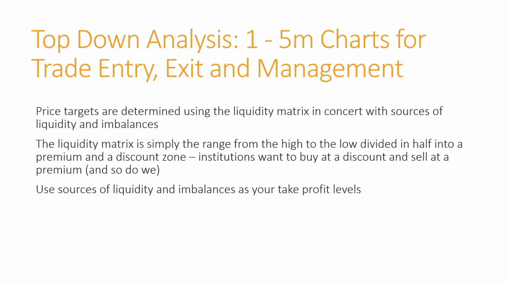So if we're going long, we want to be buying in that discount zone and we want to be selling in that premium zone. And if we're going to go short, we want to sell in the premium zone and then buy back in the discount zone. So we use all these sources of liquidity and imbalances as our take profit levels.